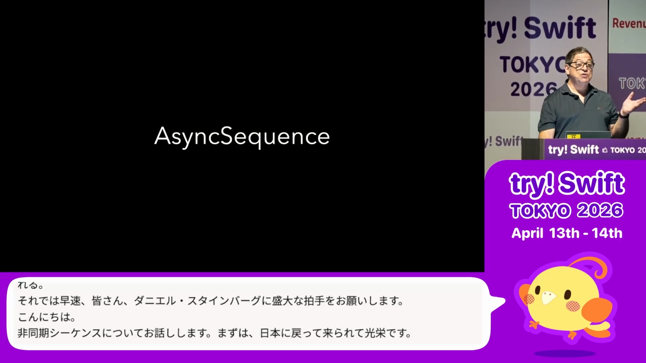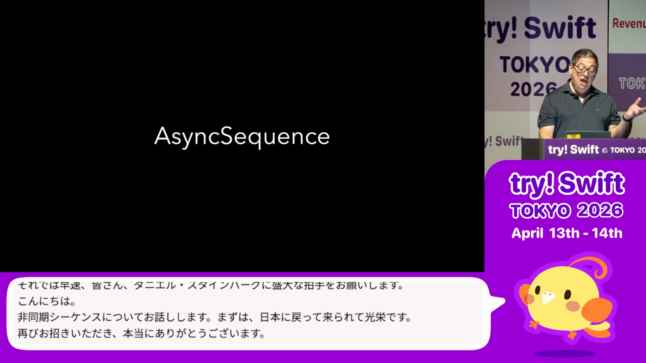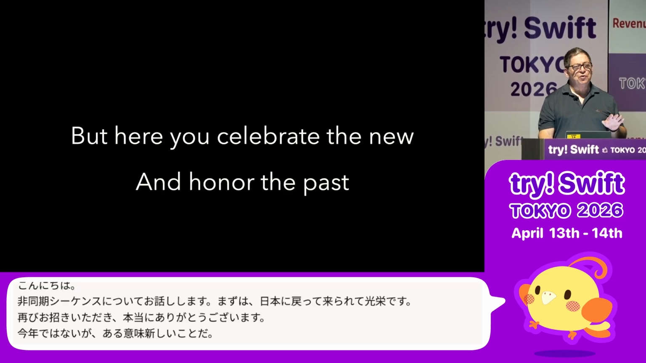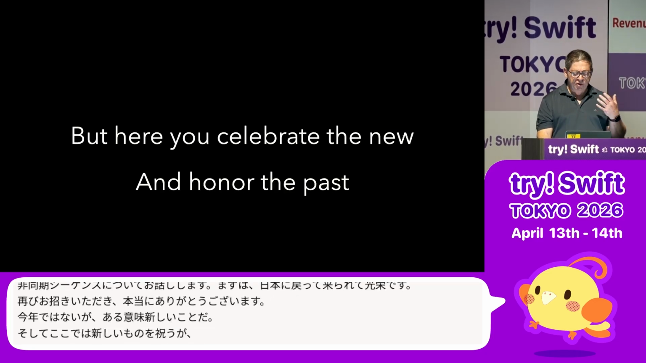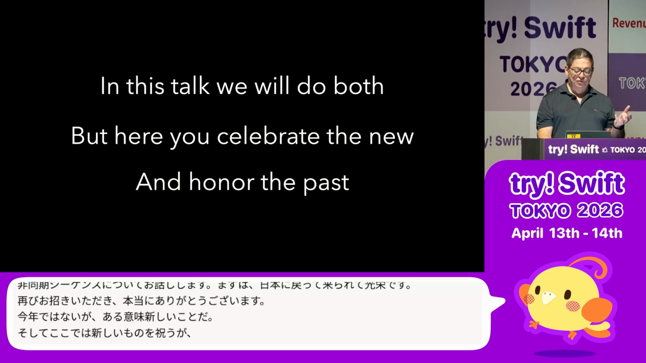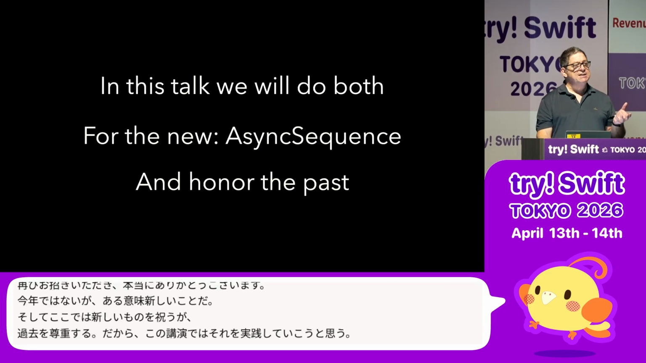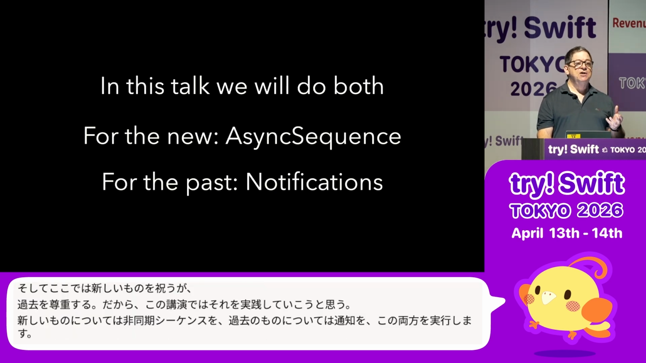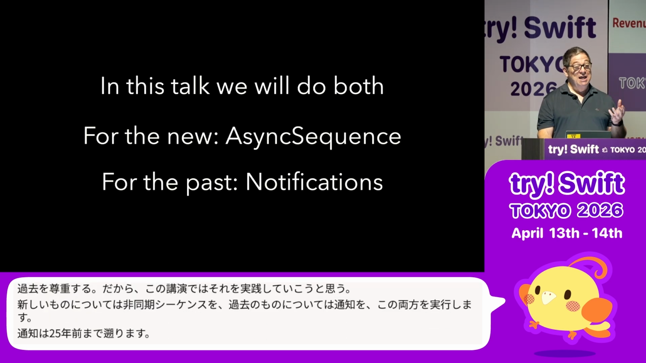Async sequences, not this year, but kind of new, and here you celebrate the new, but you also honor the past. And so I'm going to do that in this talk. We'll do both of these things. For the new, it's async sequence, and for the past, it's notifications. Notifications go back 25 years for macOS 10.0.